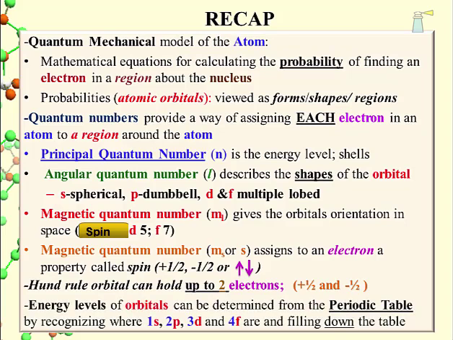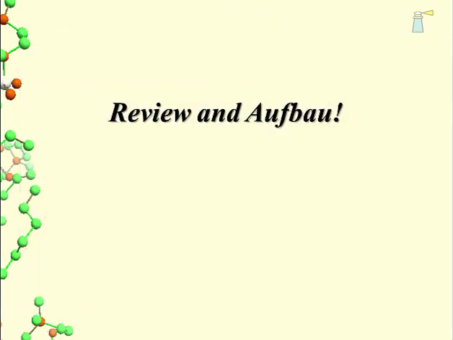Energy levels of orbitals can be determined from the periodic table by recognizing where 1s, 2p, 3d, and 4f are and filling down the table. From there, one reads the table from left to right and then down a row. And that concludes our lecture. It certainly contains a strange mixture of new ideas, but they map onto the periodic table pretty well. To incorporate these new ideas, practice an Aufbau. That means build up.